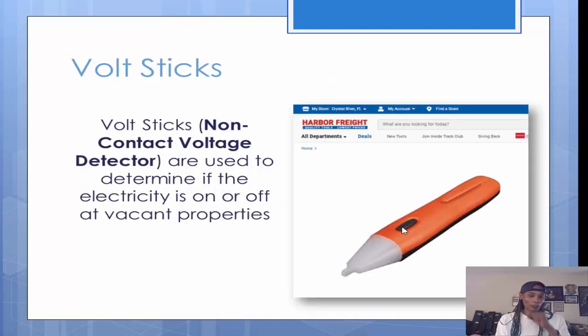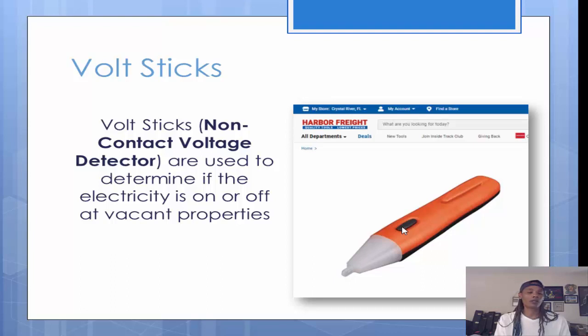All right, we kind of spoke about volt sticks before, but we're going to talk about using these volt sticks on checking your electricity at a home, because that is the main purpose of the volt stick, is used to determine if the electricity is on or off at vacant properties. That's what we use a volt stick for. And the type of volt stick that we use is a non-contact voltage detector. All right, it's a non-contact volt stick.